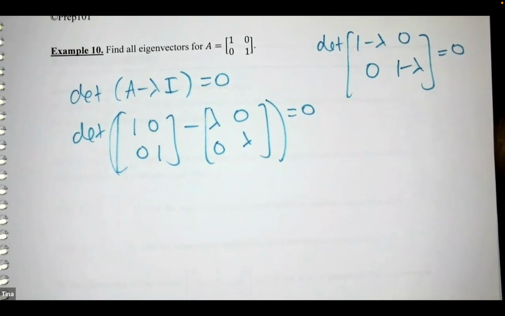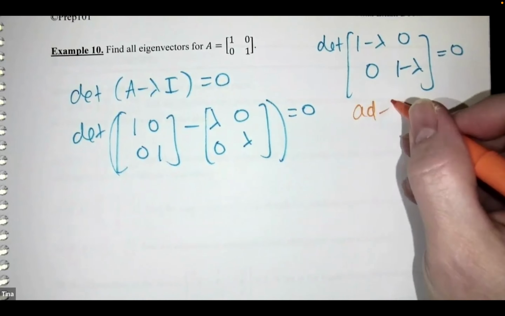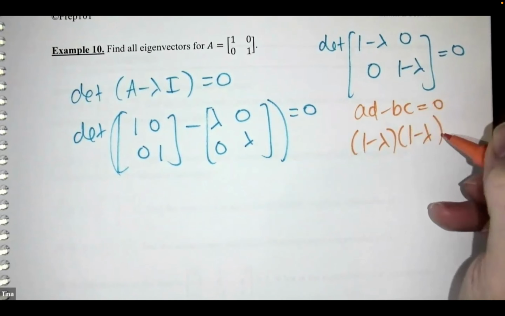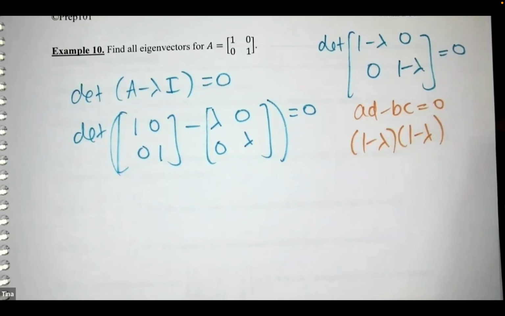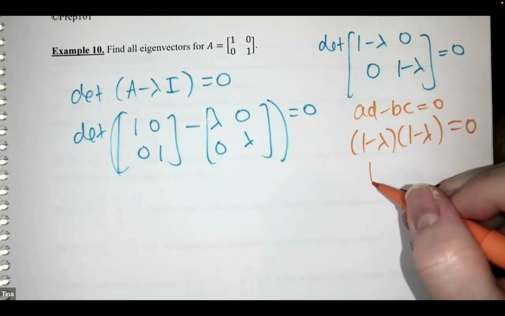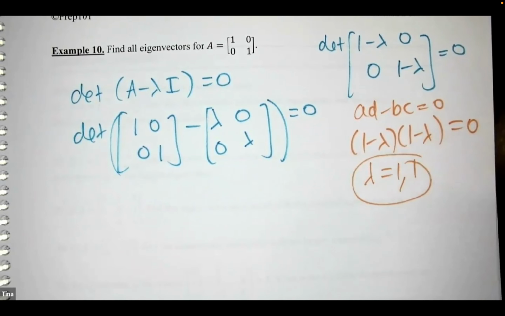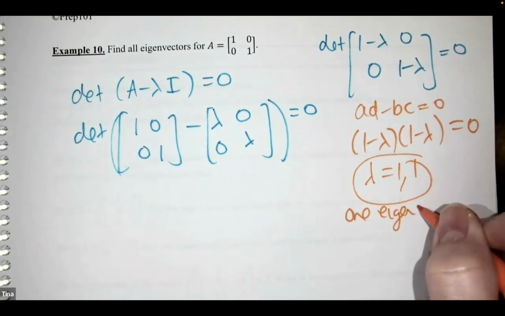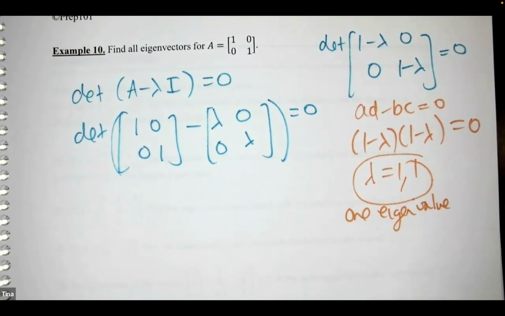Okay, so now, just the usual at the start. Do your whole AD minus BC equals 0. And notice it's really just 1 minus lambda times 1 minus lambda minus 0. So do we really need to write minus 0? No, of course not. So notice that there's only really one eigenvalue, right? It's like a double root. So the eigenvalue 1 occurs twice.